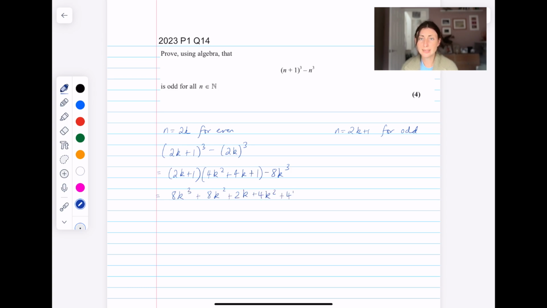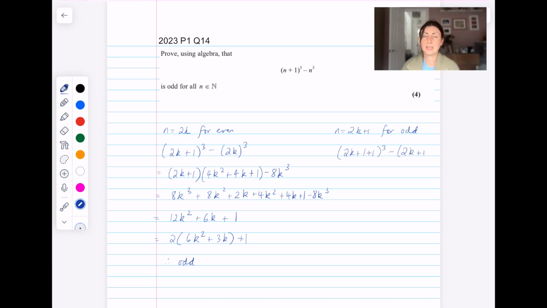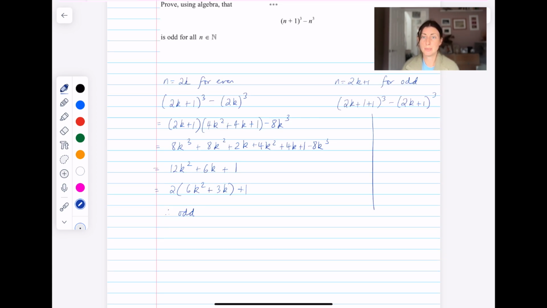And so in this case, there's a +1 in my line of working out, and so all I need to do is take a 2 out of the first 2 terms to get it in the general form of an odd number. For the right-hand side, or for the odd numbers, it's a little bit longer.